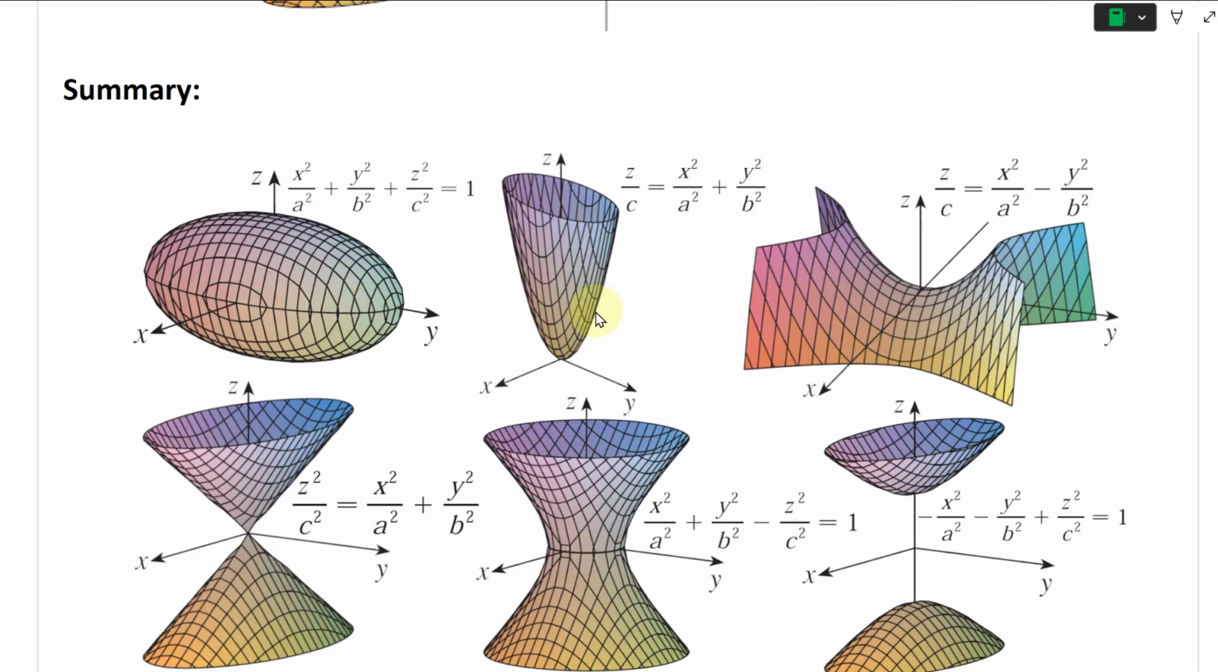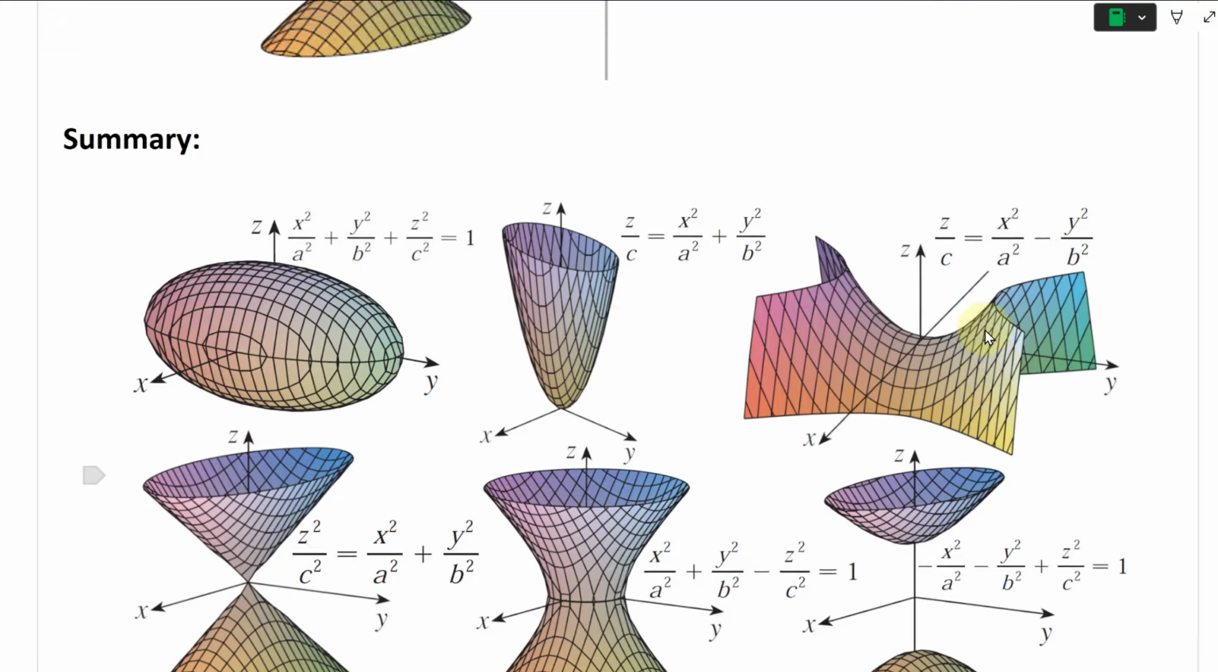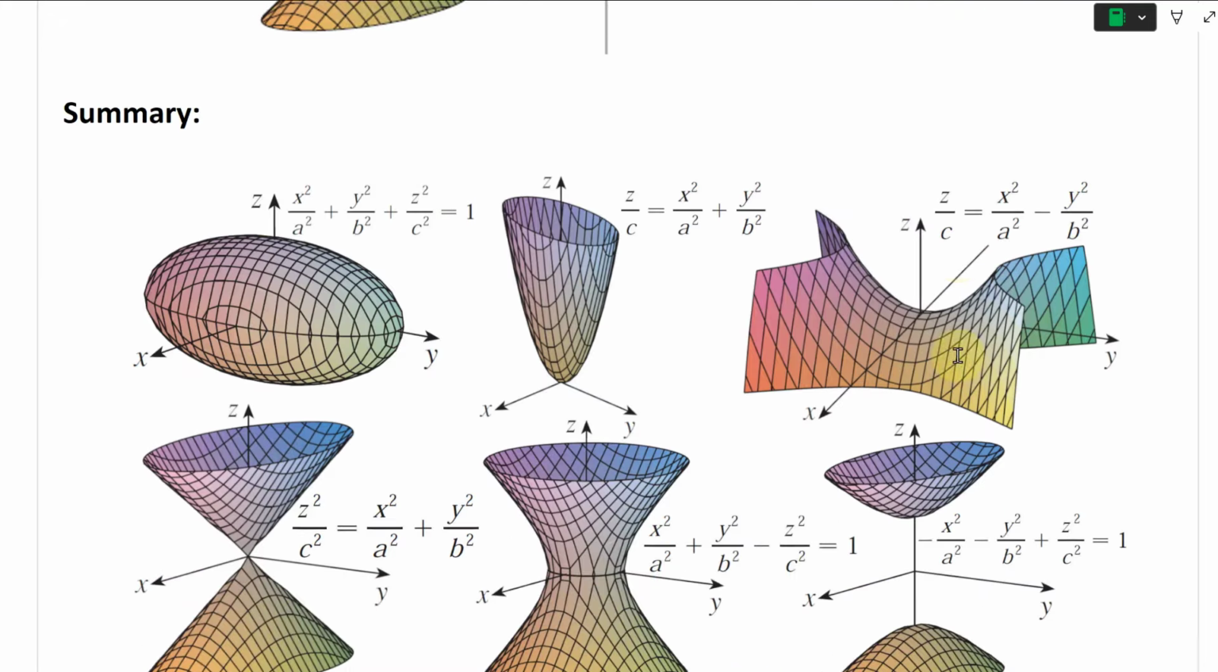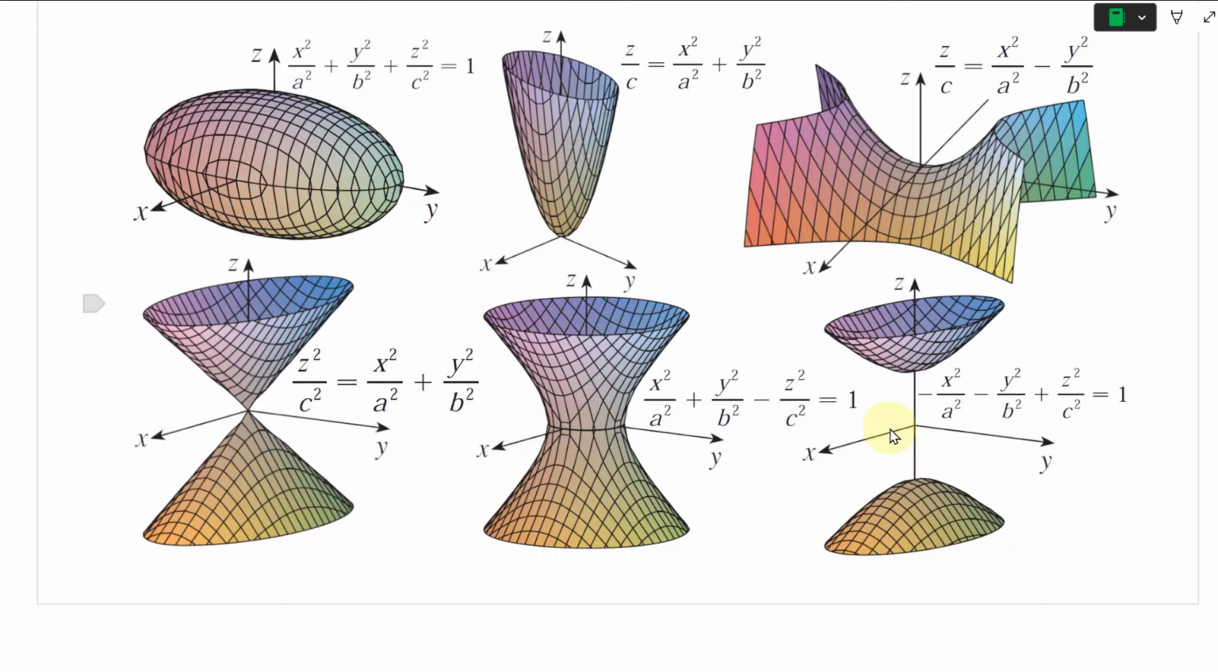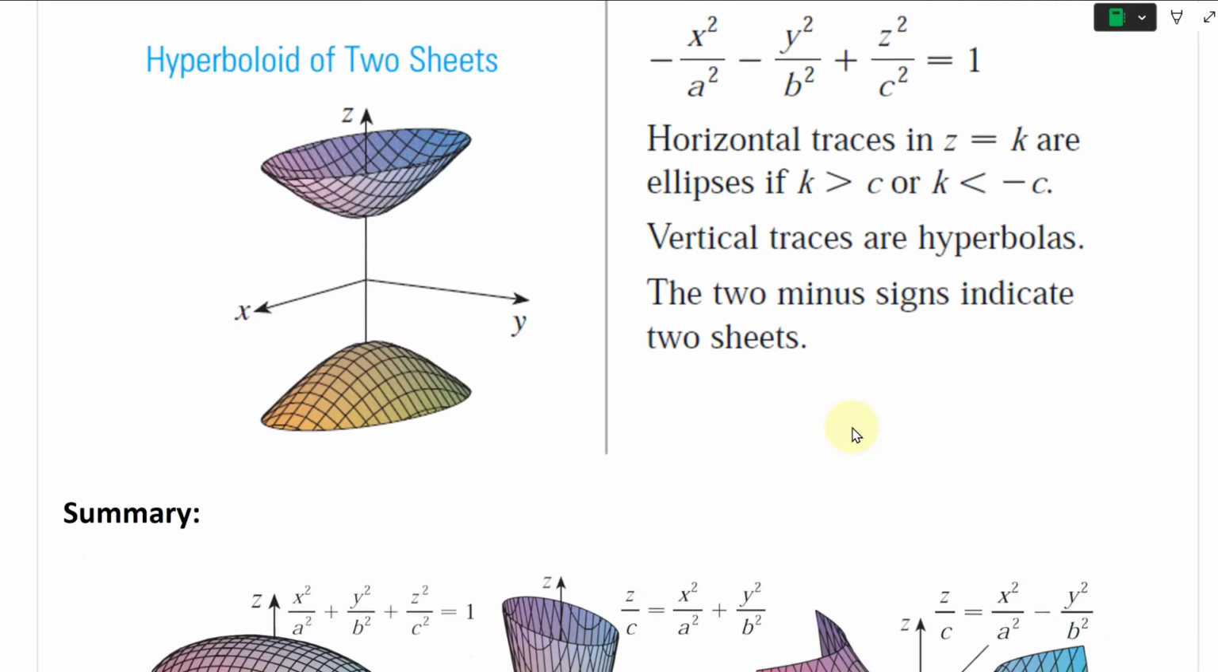And here's a summary of all of them. So there's ellipsoid, elliptic paraboloid. This is the hyperbolic paraboloid. You got the cone, hyperboloid of 1 sheet, hyperboloid of 2 sheets. And yeah, that is all for today.